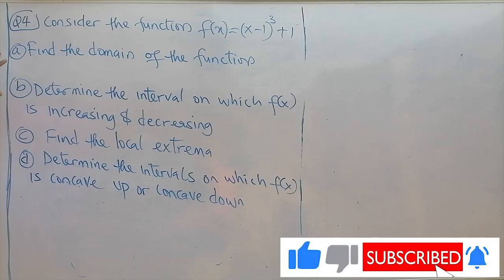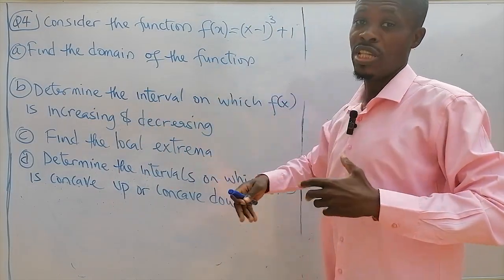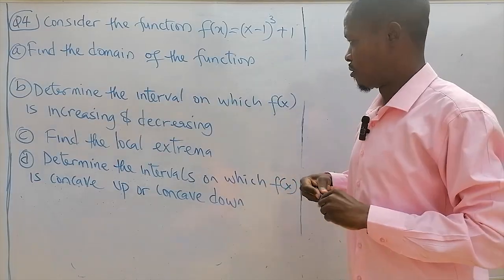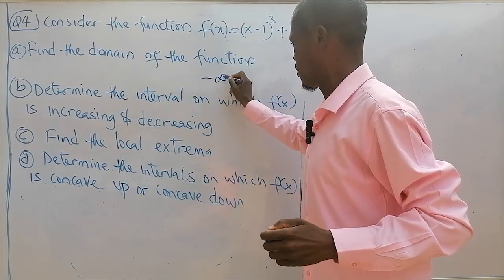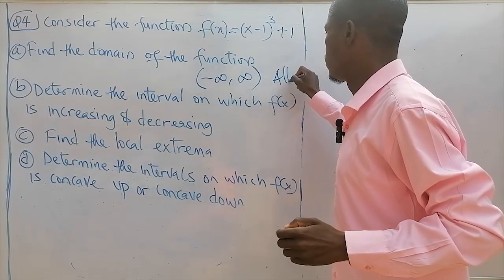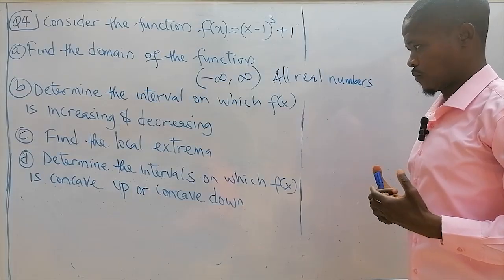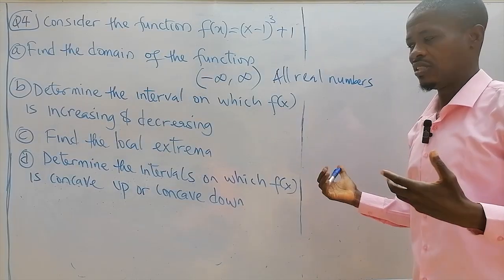So without wasting time, let's go straight to the solution. The domain for this function is going to be all real numbers. So the domain is minus infinity to positive infinity, all real numbers. So that's the domain.